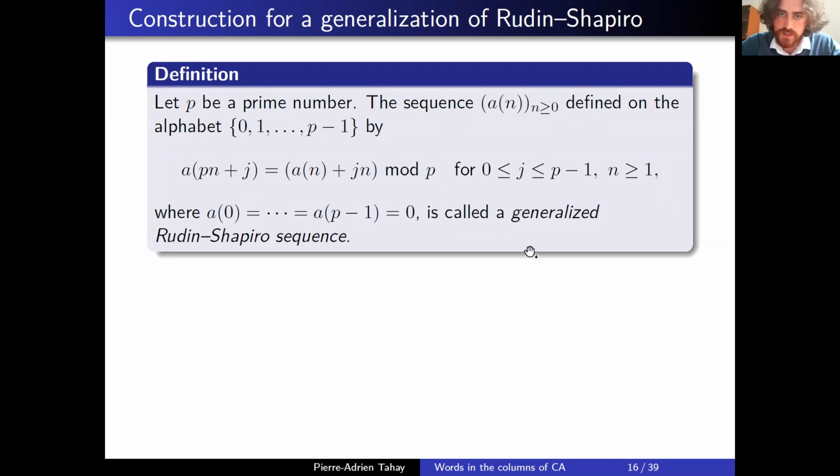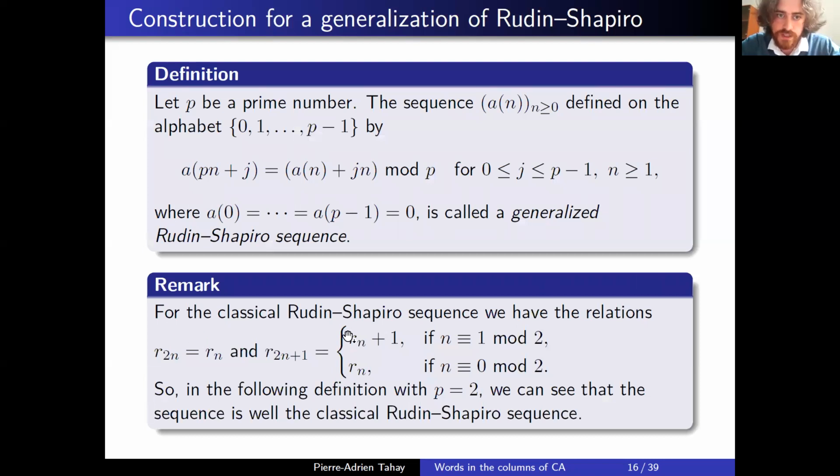And this kind of sequences are called the generalized Rudin-Shapiro sequences. For the classical Rudin-Shapiro sequence, we have this relation: R(2n) = R(n), and R(2n+1) is R(n) + 1 or R(n) according to the parity of n. So in this definition with p equal 2, we have the same relations as the Rudin-Shapiro sequence, and for p equal 2, this sequence is in fact the classical Rudin-Shapiro sequence.